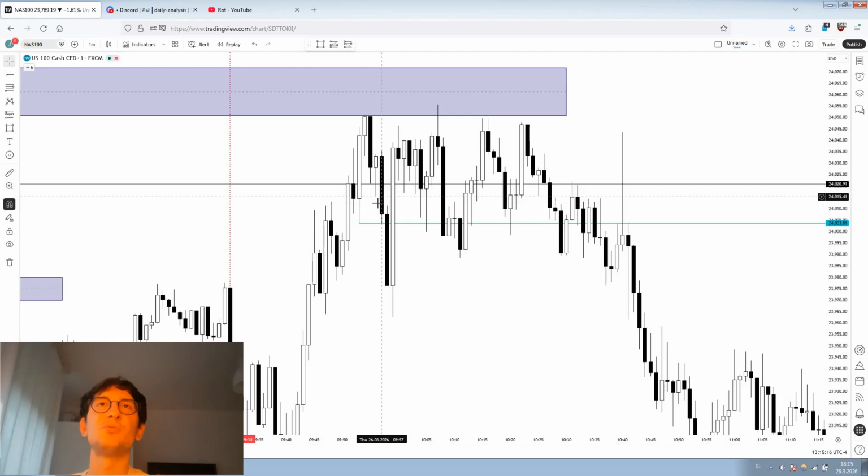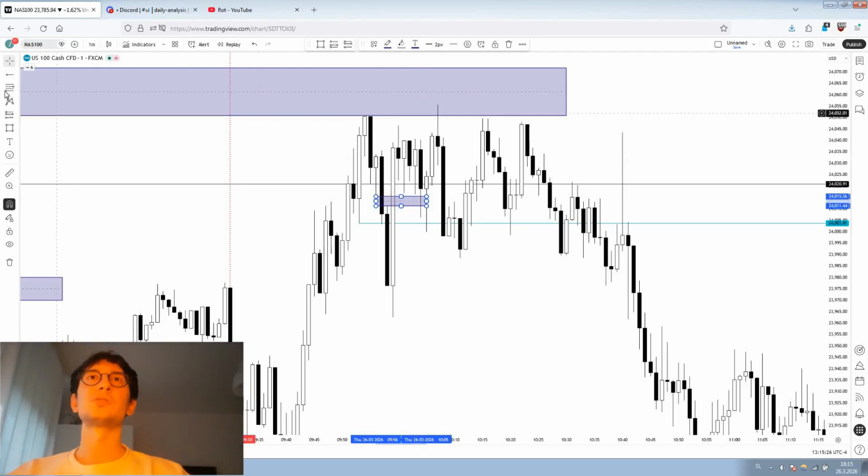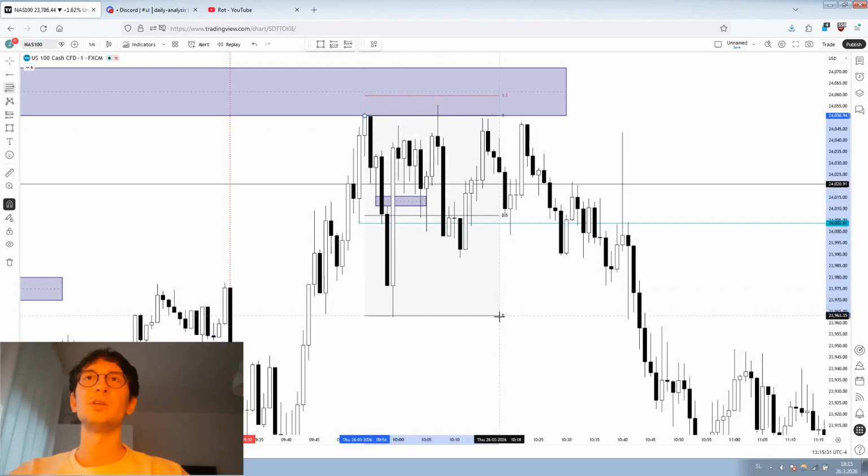Then we take a look if we have any fair value gap above that break of structure, and you can see that we have it over here. Okay, so over here we have a fair value gap. So then we also see if that particular fair value gap is above the equilibrium. We can see that it is. You see 0.5, it's above equilibrium. Then we can enter over here.